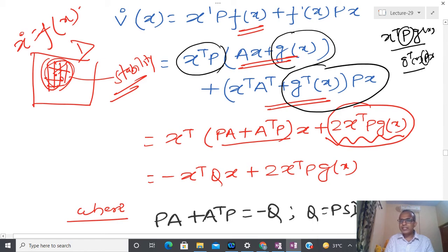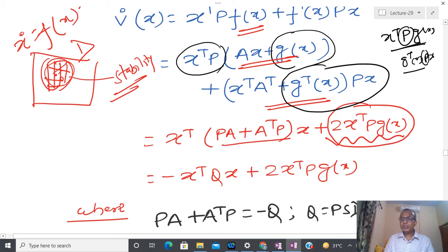Okay, you can see that x transpose P g(x) is some kind of a scalar. Why is that a scalar? Can anyone confirm why I am saying this is a scalar? Because V(x) is a scalar, so the derivative of a scalar is again a scalar. So if I have some scalar function, what is the transpose of that scalar function? Scalar, the same scalar, sir.